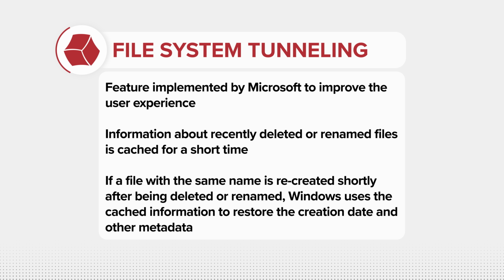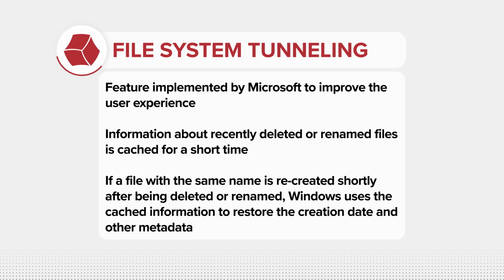Windows file system tunneling is a feature implemented by Microsoft to improve the user experience, especially for operations like renaming, moving, or deleting files. This feature works by caching information about recently deleted or renamed files for a short period of time. If a file with the same name is recreated shortly after being deleted or renamed, Windows uses the cached information to restore the original file attributes, such as the creation date and other metadata. This helps ensure that operations involving rapid file manipulation don't result in a loss of important file metadata.